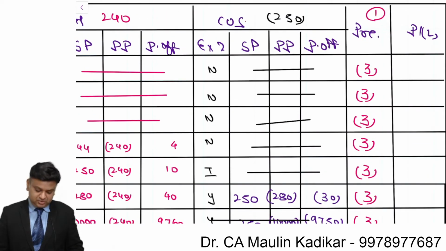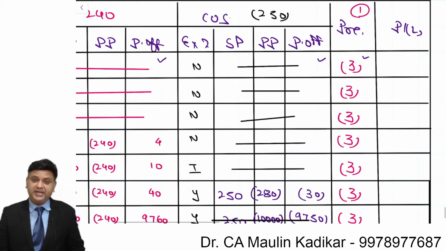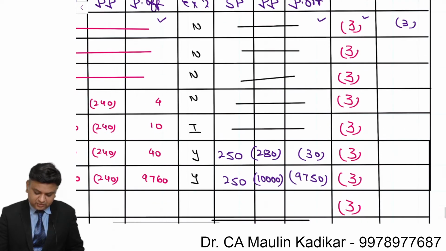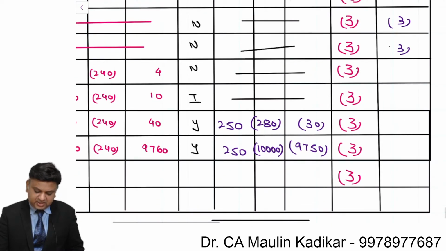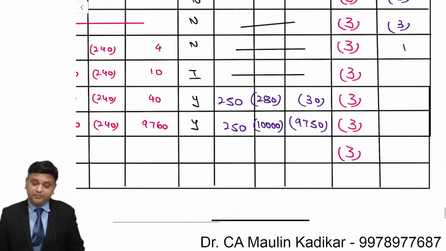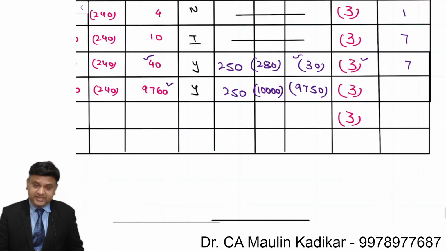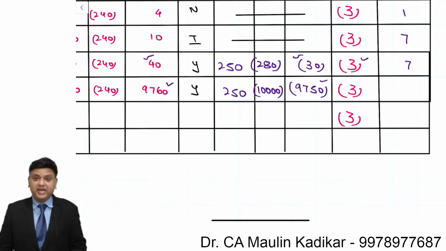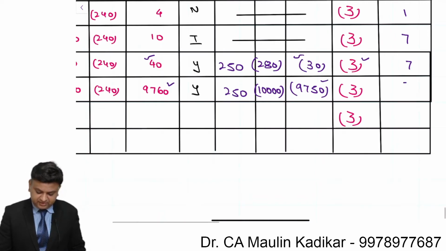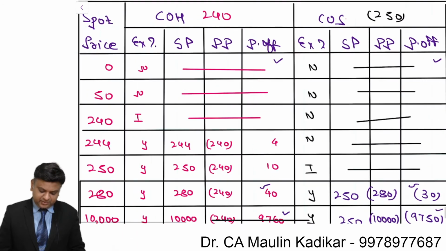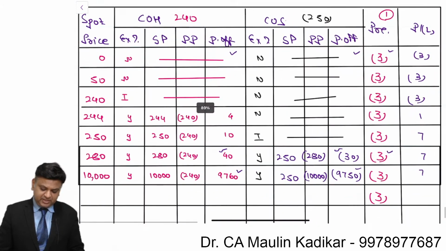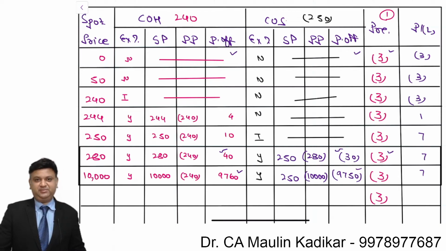Lastly, the profit or loss. We understand that it's a no payoff, no payoff, so the amount of the premium that you paid initially is the loss. That is 3 rupees, 3 rupees, again 3 rupees. Then a profit of rupees 1, profit of rupees 7. Now what will happen? It is 40 minus 30 is 10, 10 minus 3 is 7. 9760 minus 9750 is again 10 minus 3, that is 7. That is the way you will be having the profit or loss for different spot prices of the equity share as provided to us in the example.